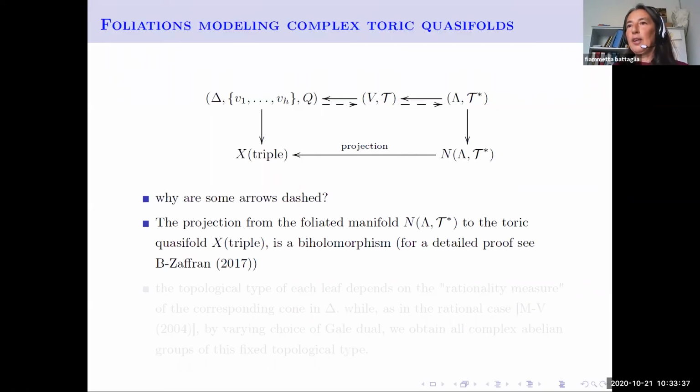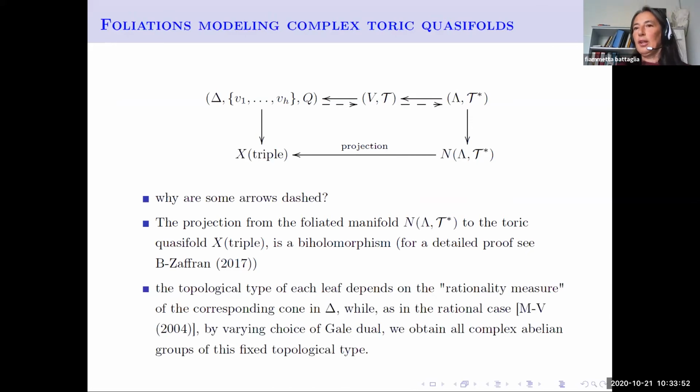So I explained already why the arrows are dashed. So the biholomorphism can be written explicitly, the projection. And as in the rational case, the topological type of the leaf depends only on the rationality measure, as I explained. But when we vary the choice of Gale dual, you see that the complex structure of the leaf space remains constant, but the complex structure of the leaves varies with Gale duality.